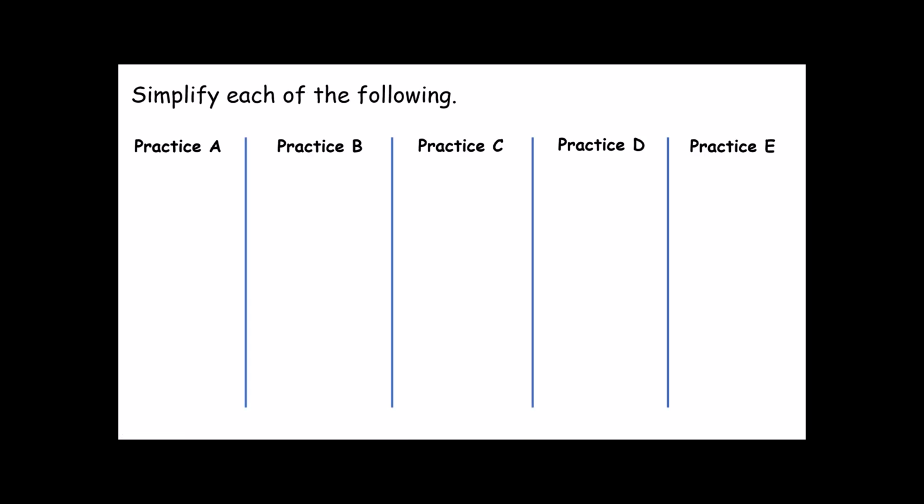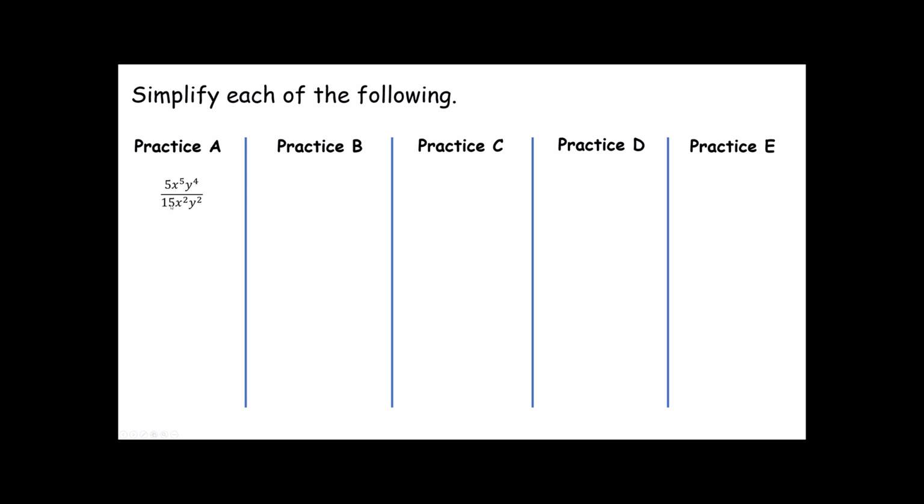So let's take a look at what this looks like in a practice problem. This one, you'll notice, is a little more complicated than the ones we did on the previous page, because we've got not just a single variable on top, but I've got 5 x's and 4 y's.